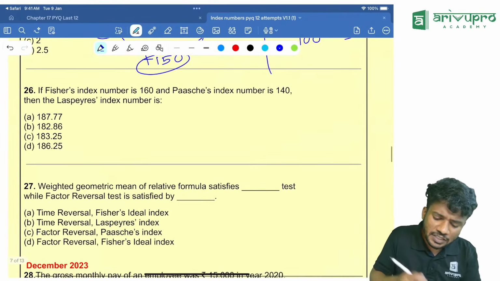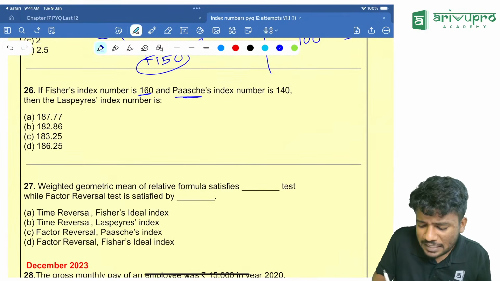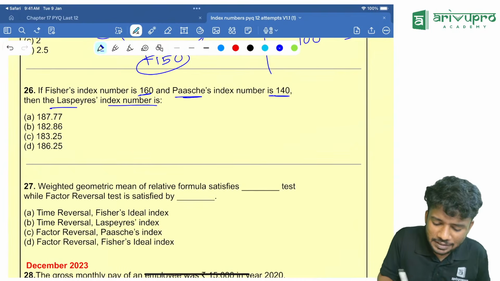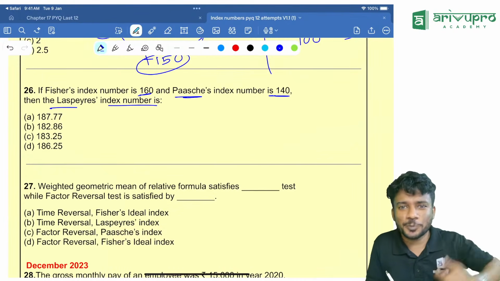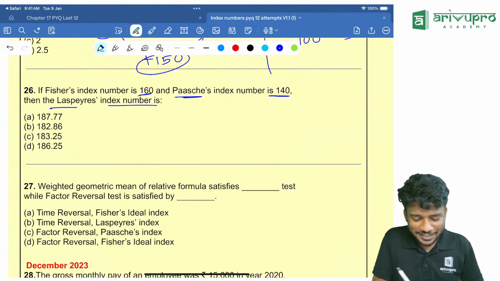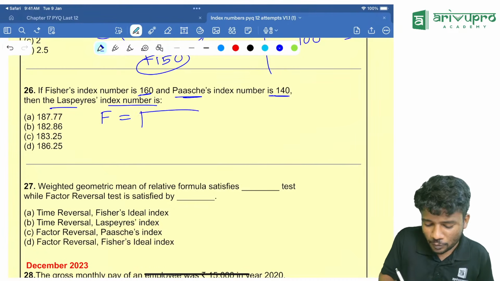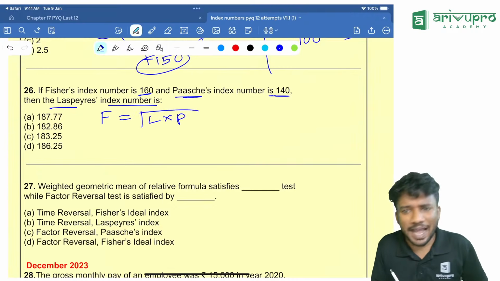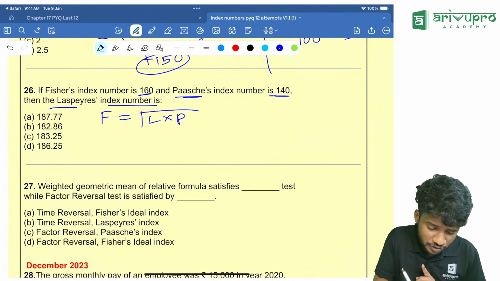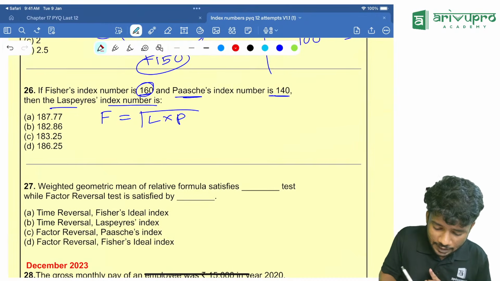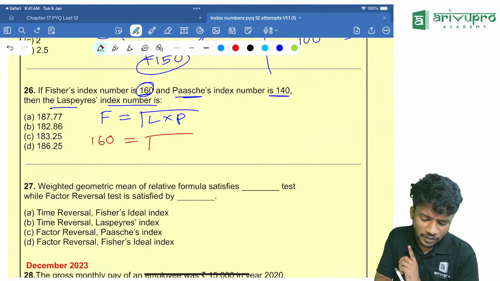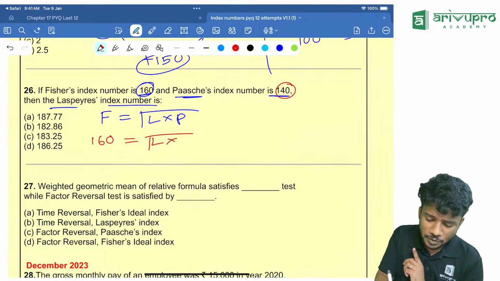Now, if Fisher's index number is 160 and Paasche's index number is 140, then what is the Laspeyres index number? Fisher's formula is the root of Laspeyres into Paasche. Here Fisher is given as 160. So 160 equals the root of Laspeyres, which we need to find, into Paasche.